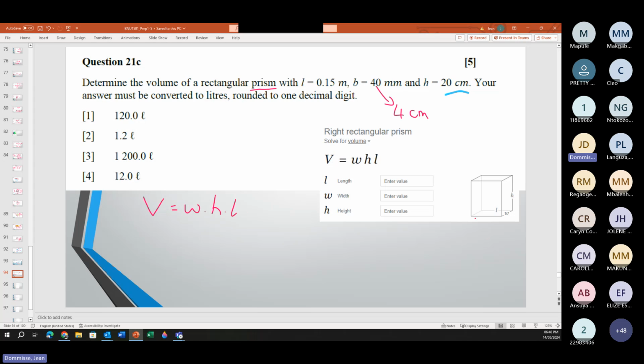Okay, so it is basically length times height times width. So let's look at getting it all into the same unit. If we want to use meters, if we work in meters, our final answer will give us liters, so then you don't need to change anything. We don't need to divide by 1,000. So let's quickly do 0.15 times 0.04 times 0.2.